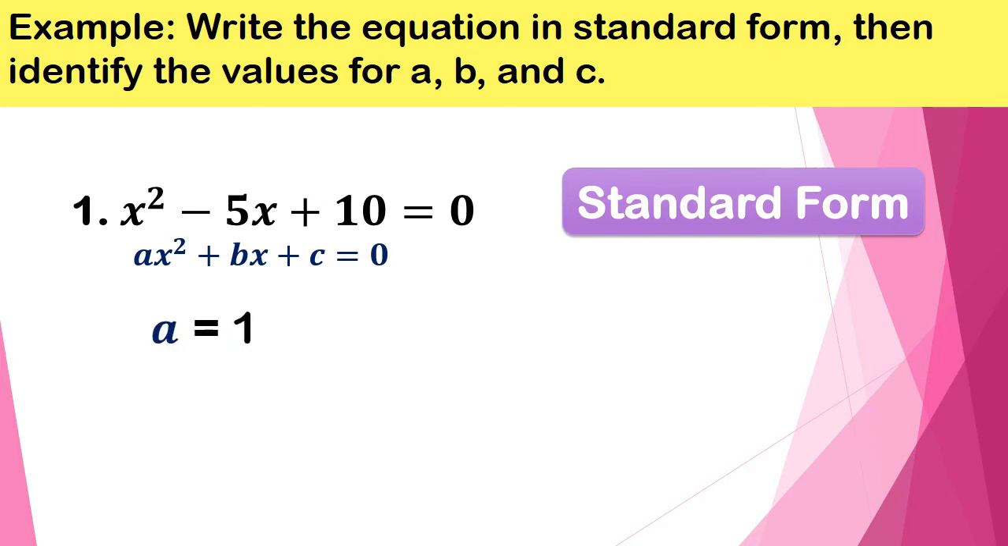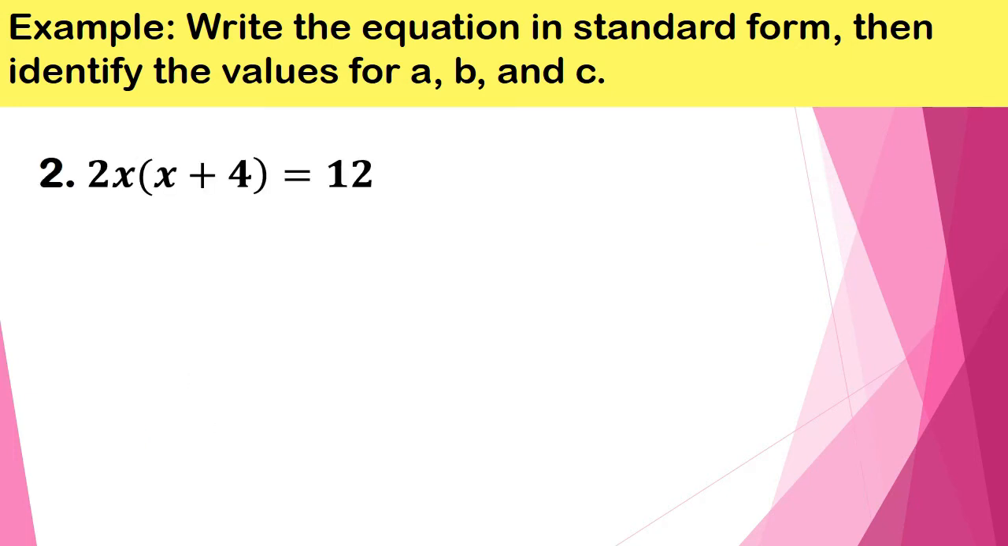So in the given example, the value for a is 1, why 1? Because on the given here, we have only a variable. So kapag tayo may variable, automatic meron tayong imaginary 1 na coefficient. So therefore, the value for a is 1. Next, the value for b is negative 5. So kailangan nating isama yung sign. No? It's negative 5. And letter c, the value for c is positive 10.